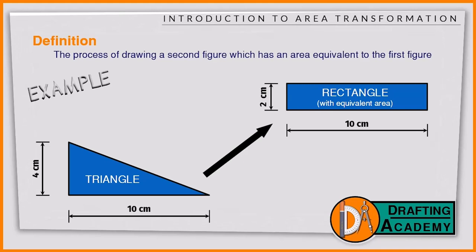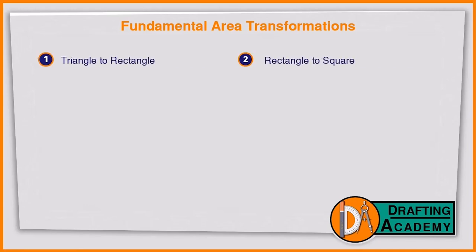We won't be doing this procedure mathematically, however. We'll be using geometrical construction methods to convert the triangle into the rectangle. We'll begin discussing types of transformations that are usually referred to as the fundamental area transformations. There are two of them. The first one is when we convert a triangle to a rectangle, then a rectangle to a square. I like referring to them as fundamental area transformations because they are always in a specific order.